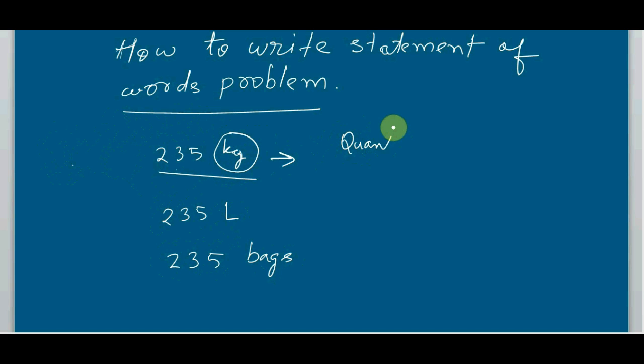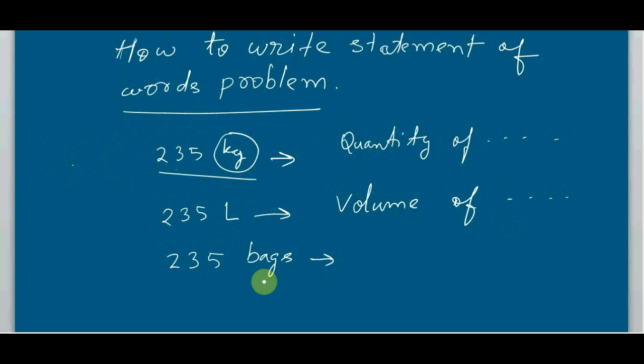quantity of such. If there is a liter, you start like this: volume of this whatever in the word problem. And if there are countable things like 235 bags, then you start writing number of dash dash. Why have I shown this? Just to make you feel free while writing the statement for a word problem. Just watch the examples I am explaining here.